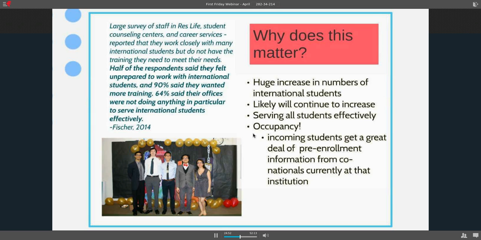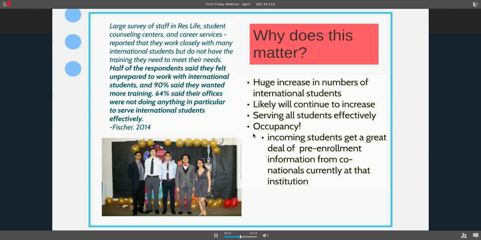So bringing this back to the why does this matter question. Well, first of all, there was a recent study last year of staff in residence life, student counseling centers, career services, so student affairs staff who were working a lot with students. And they reported that they work closely with a lot of international students, but half of them said they felt unprepared to work with international students. 90% said they wanted more training, and 64% said their offices were not doing anything in particular. So this is obviously an area of need across the nation.